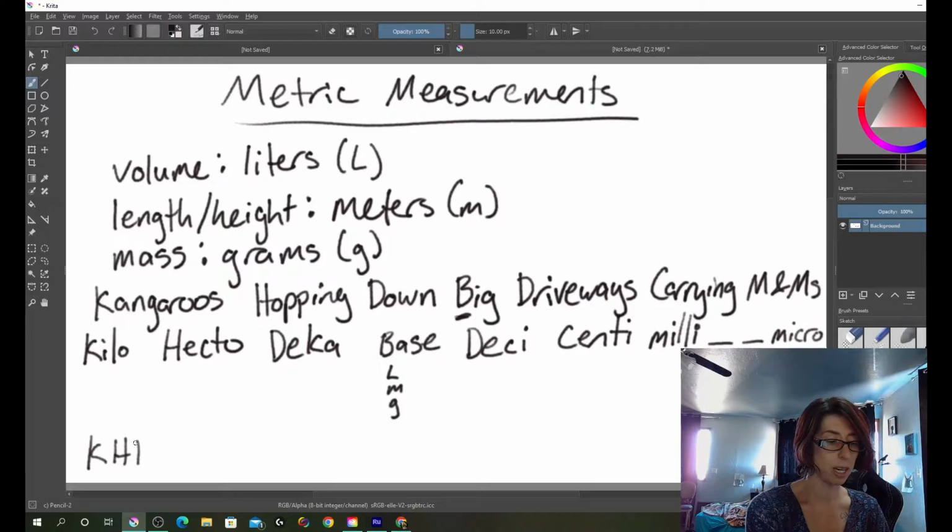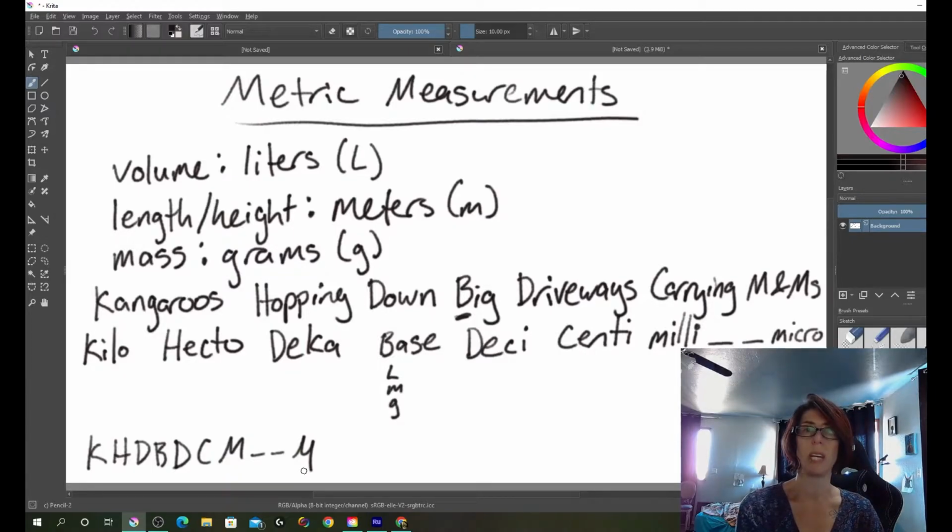kangaroos, hopping, down, big, driveways, carrying, M, and M's. And micro is usually written with a Greek mu. That's a Greek version of an M. So that looks like what I'm drawing there, just to distinguish it from milli. So when you're first learning to do metric conversions, you should write out all these letters, all the letters for each of the units in the correct order before you begin. And I'll show you why.